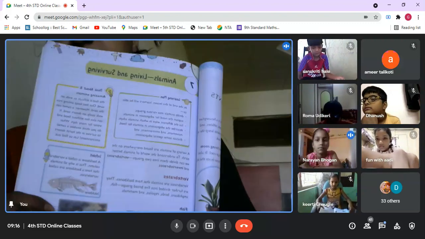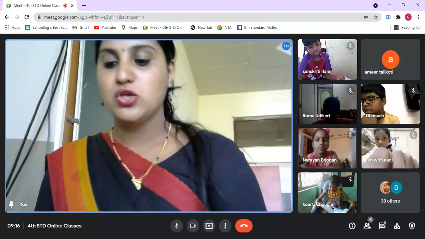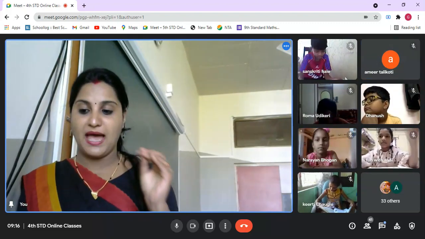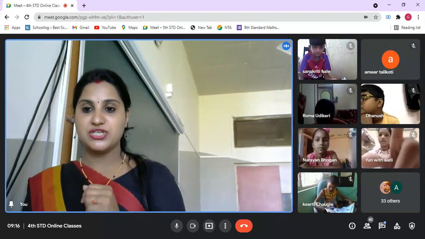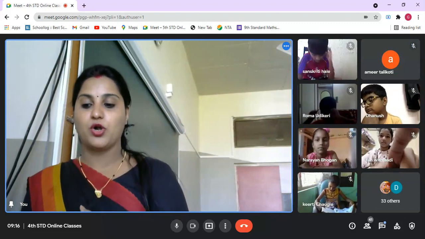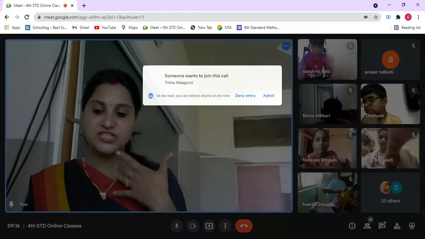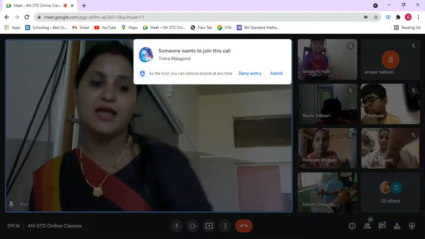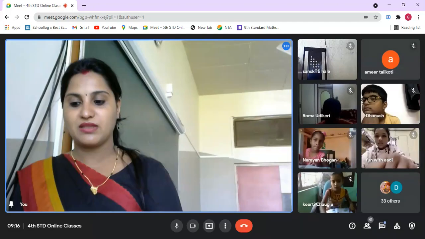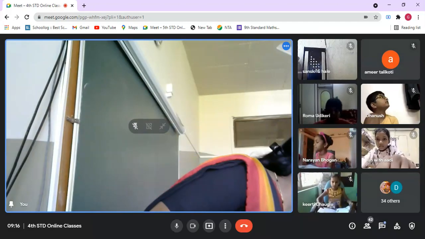See, in your book also it has been given. Something like this. So these animals have a backbone. Fishes are vertebrates that live in the water. They have a unique organ from which they can breathe. Which is that organ? Can anybody tell me? Gills.